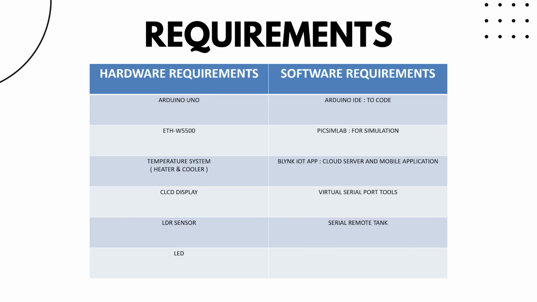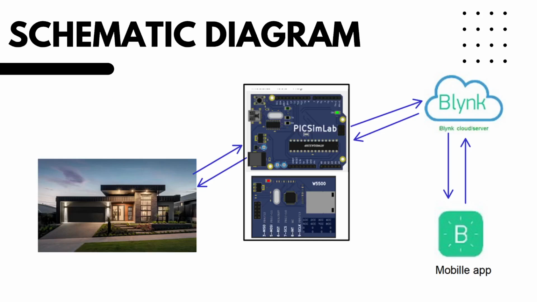Blynk IoT app. What is a Blynk IoT app? Blynk IoT app is basically a cloud server and a mobile application which will allow us users to control the appliances right from our phones. Virtual serial port tools, which will be used to generate a local bridge between the serial tank and the Arduino Uno, and a serial remote tank which will be used for simulating the water inflow and outflow in a tank. All right, moving on. Here is a basic schematic diagram of how things are going to work in this project.